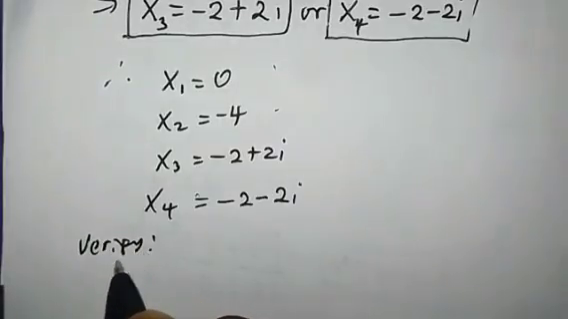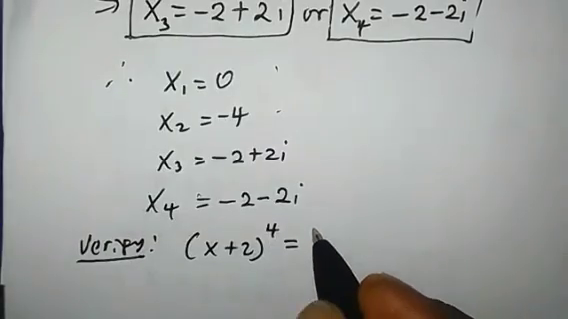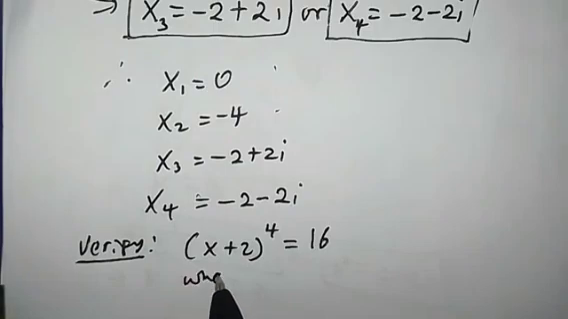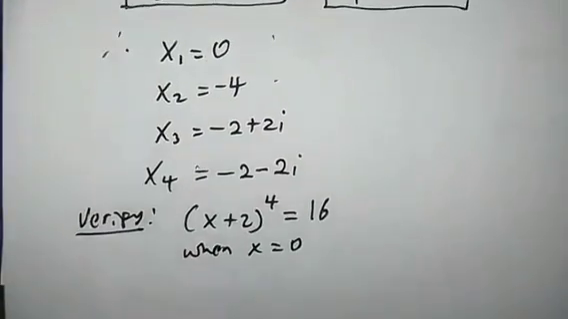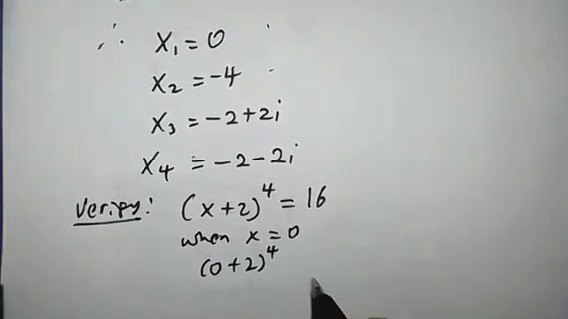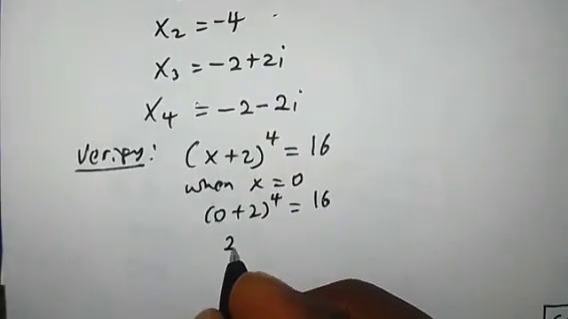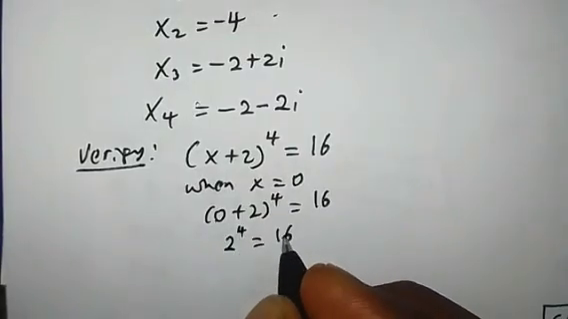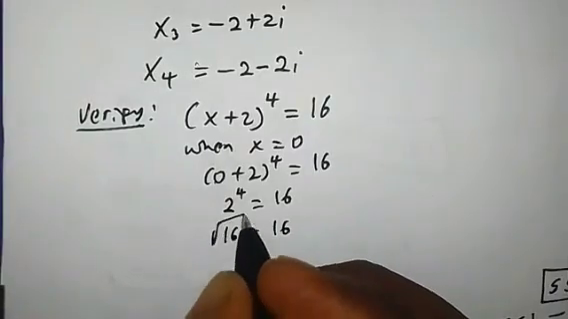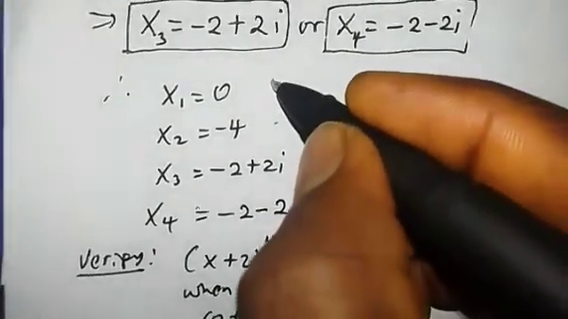Verify. The question says (x + 2)^4 is equal to 16. Let us verify this first one first. When x is equal to 0, plugging it here, that will be (0 plus 2)^4 equal to 16. 0 plus 2, that is 2 to the power of 4 equal to 16. 2 to the power of 4, that is only 16, equal to 16. The left hand side is equal to the right hand side. So indeed, the first solution is correct.